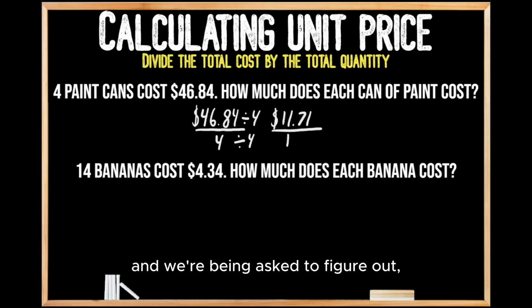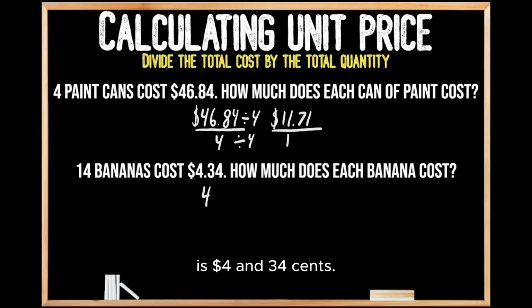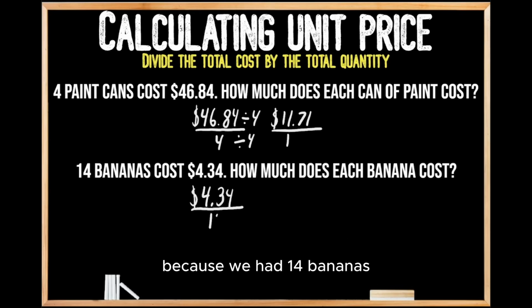Now moving on to our second problem here, we have 14 bananas that cost us $4.34. And we're being asked to figure out how much each banana cost. Well, just like the first problem here, the first thing we're going to do is figure out our total cost, which in this case is $4.34. And now this time we had a quantity of 14 because we had 14 bananas.